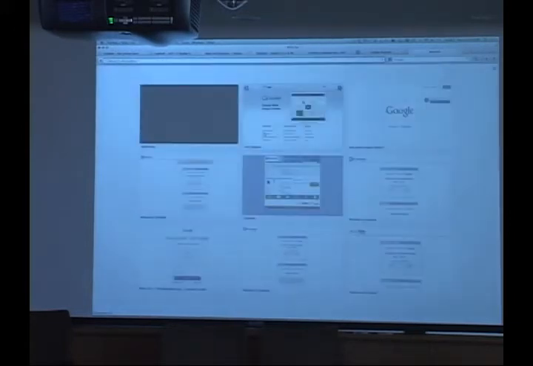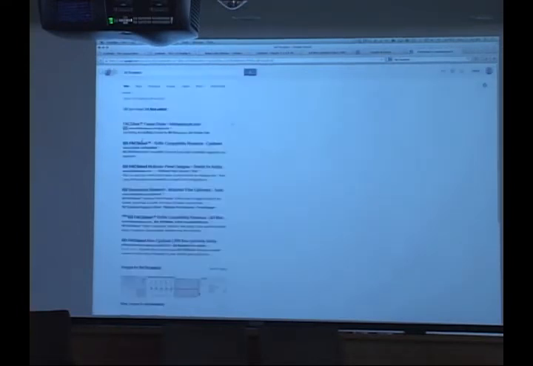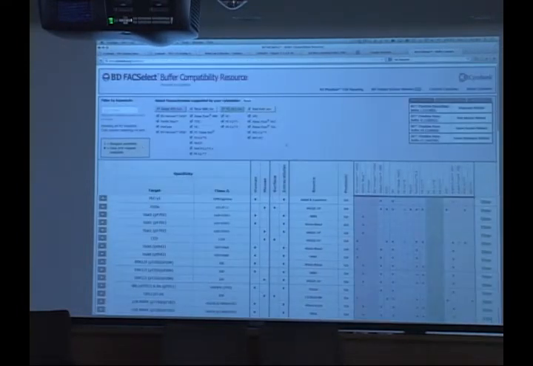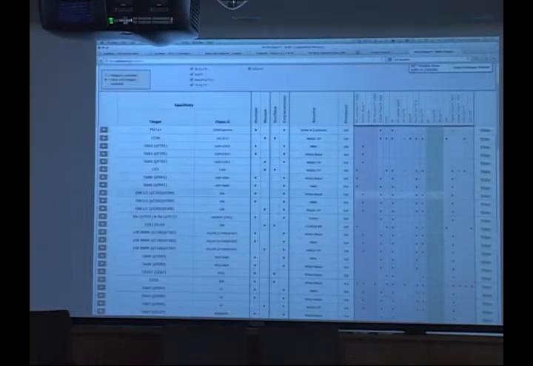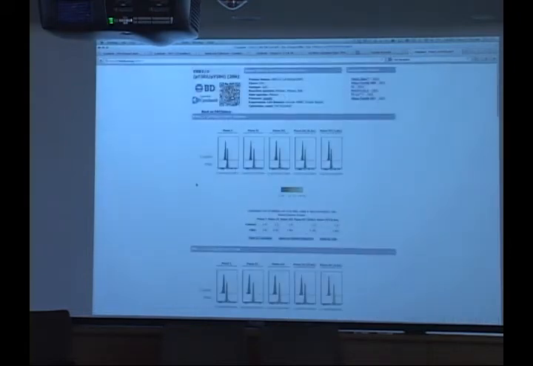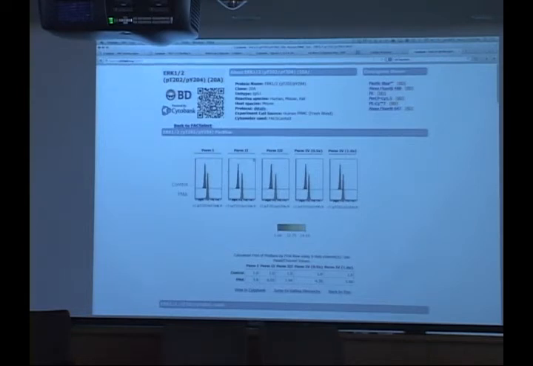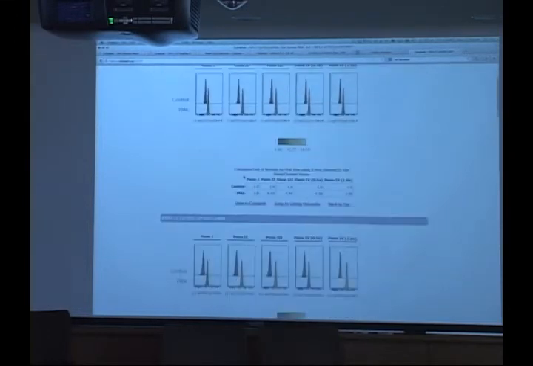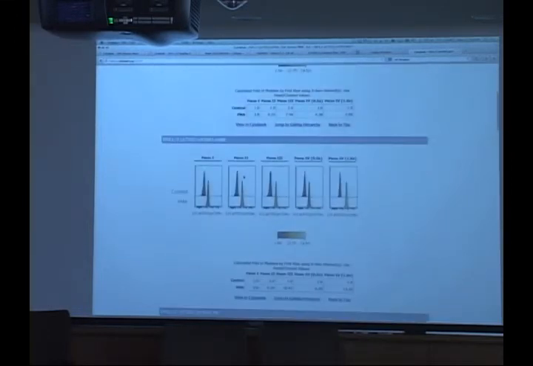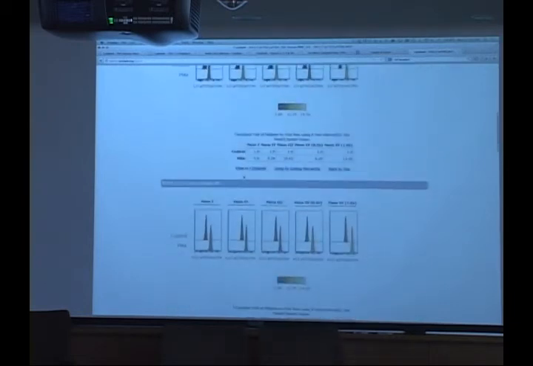The other resource that I wanted to show you is BD Fact Select, which is this resource here that we have together with BD. If you are interested, for example, in measuring ERK, and you click on this, underneath there are the different types of buffers that they have available, and you can see as you use them how good your signal difference is within these different permeabilization buffers at different concentrations. And you can view the original data in Cytobank as well.